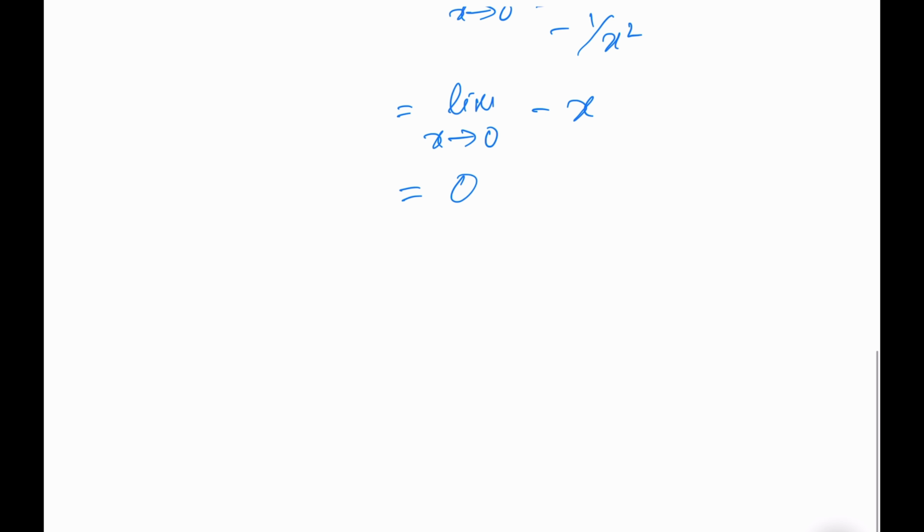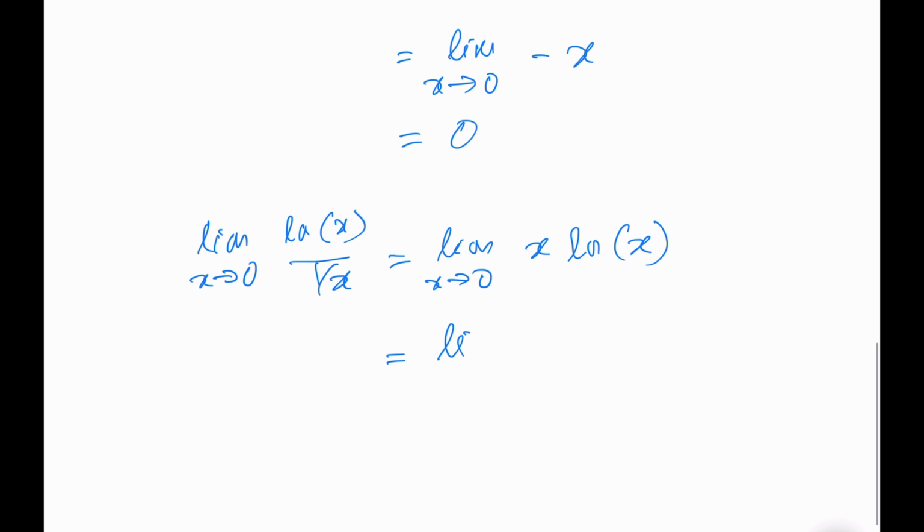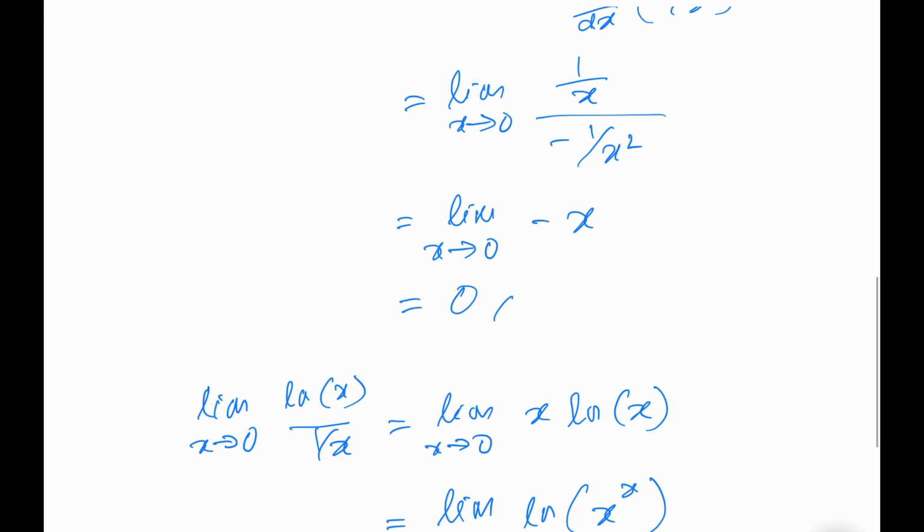Now the conclusion we have is that the limit of x goes to 0 for ln x over 1 over x, which equals the limit of x goes to 0 of x ln x, which equals the limit of x goes to 0 of... According to the logarithm rules, the multiplication in front of the ln can become the power of the value inside the function. So we have ln x power x, which equals 0. This is what we found here.